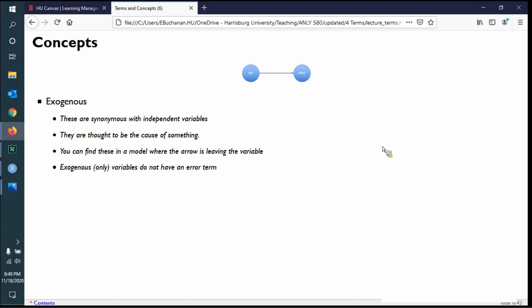And exogenous only variables, so variables that only have arrows leaving them, don't have an error term because the formula for regression, right, is y, our dependent variable, is predicted by x, our independent variables, plus a form of error or epsilon. And so the exogenous only variables don't get these error terms. However, they do get variances. So one tricky thing when we're looking at these models is understanding when it's a variance and when it's an error term. So exogenous variables get variance because they vary, but they don't get error terms because I'm not trying to predict them.